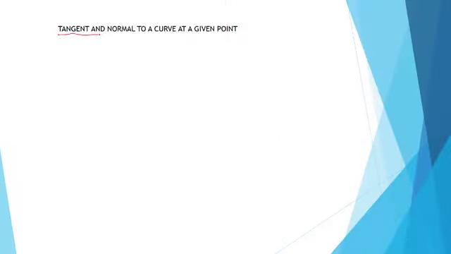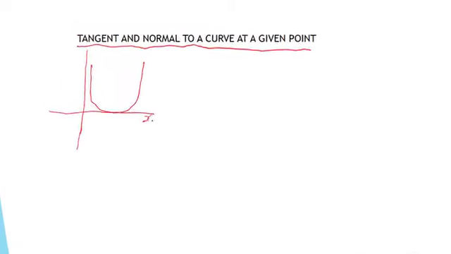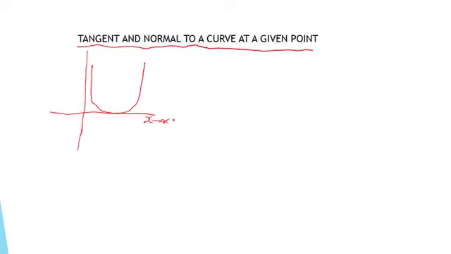Welcome to today's segment of Further Mathematics. We'll be talking about the tangent and normal to a curve at a given point. Now let's take, for instance, a curve of this nature. Let's generate the x and the y axis. This is the x axis and this is the y axis.